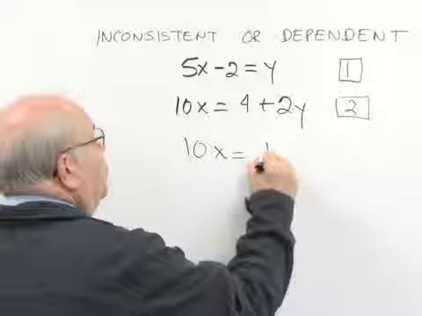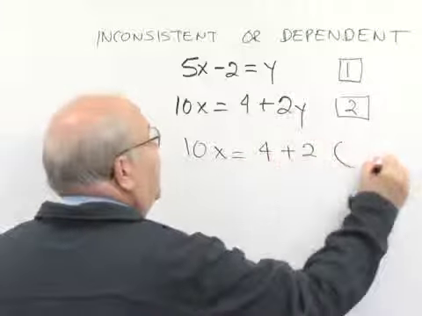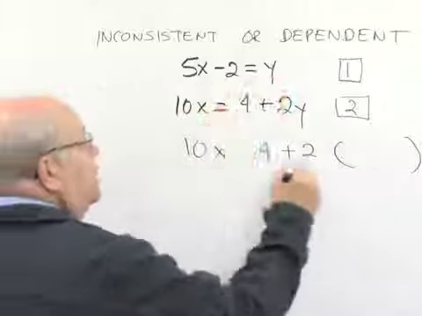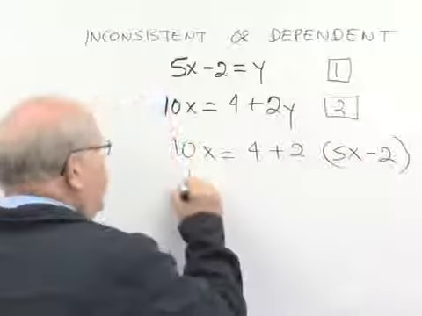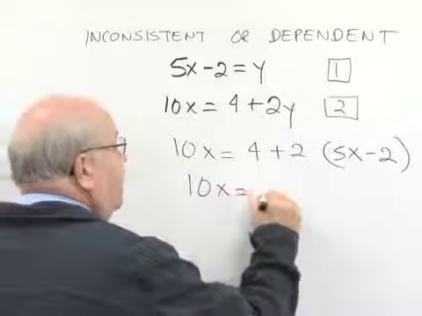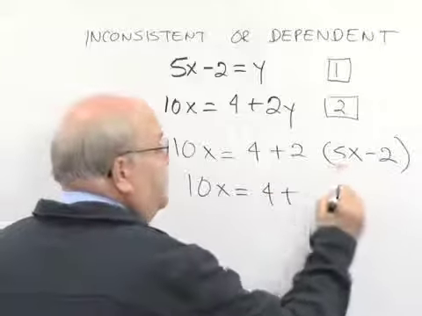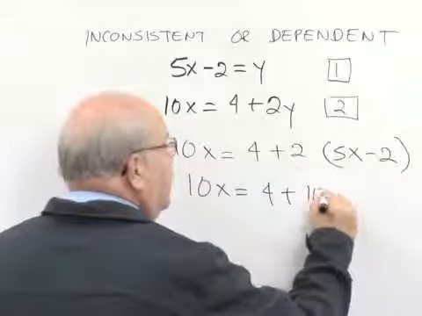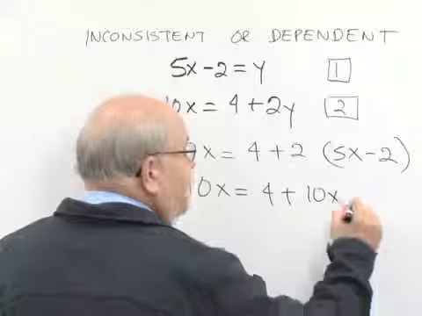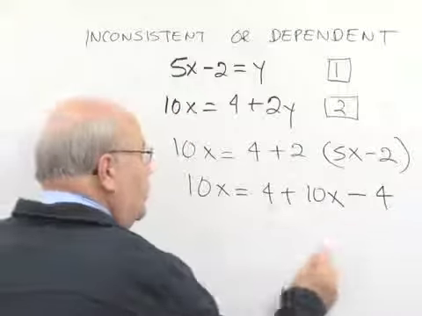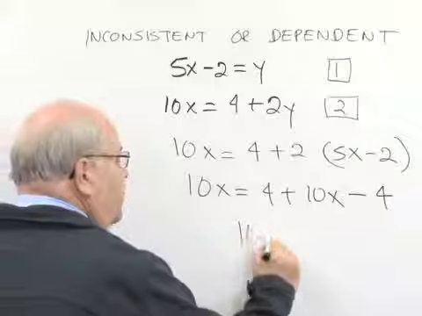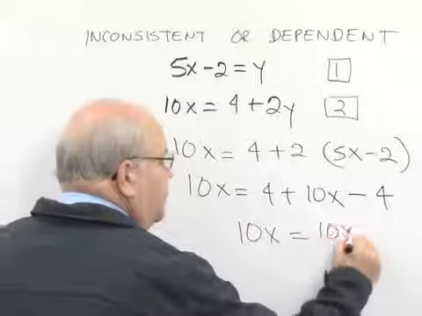10x equals 4 plus 2 times y. And y is the expression 5x minus 2. Let's see what happens. 10x equals 4 plus 2 times 5x is 10x, and 2 times minus 2 is minus 4. Notice what happens. 4 minus 4 is 0. So we just get 10x equals 10x.